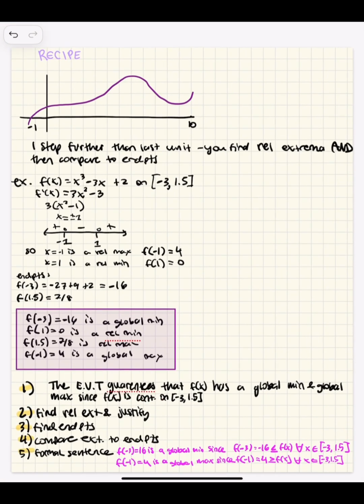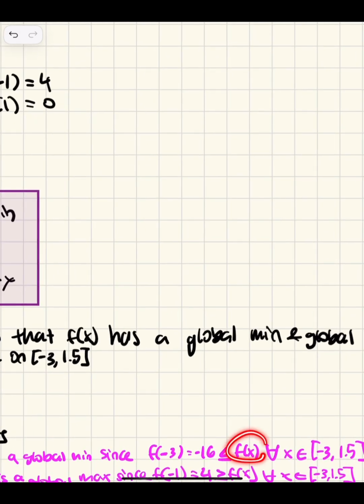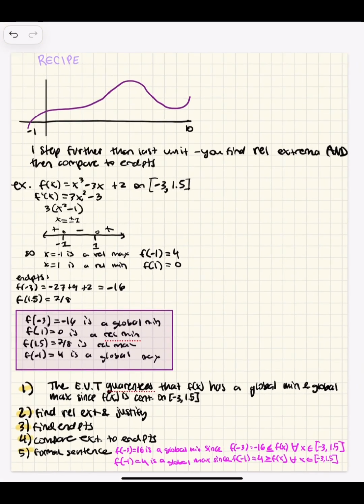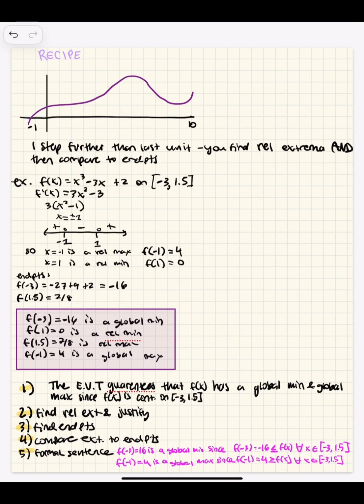But what's really important, you could jump right from these two to this last one if you want to do it in your head, is the formal sentence, which again, you're going to say f of negative 3 is negative 16 is the global min, since f of negative 3 is negative 16 is less than or equal to f of x for all the x values across this interval. So you just want to make sure you're following that. And then, of course, when they ask for the relatives, you would also say, f of 1 equals 0 is a relative min because. So you'd want to formally finish all of your sentences.